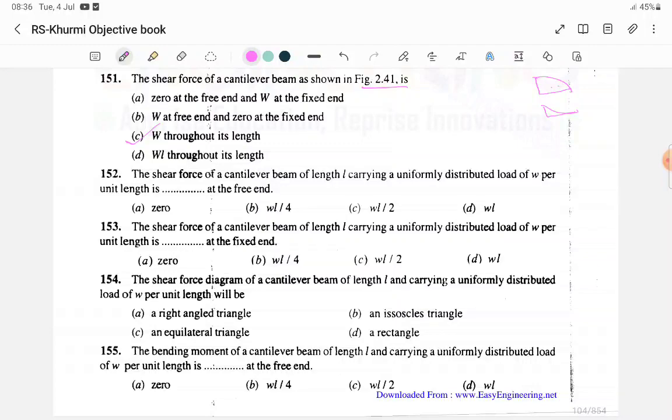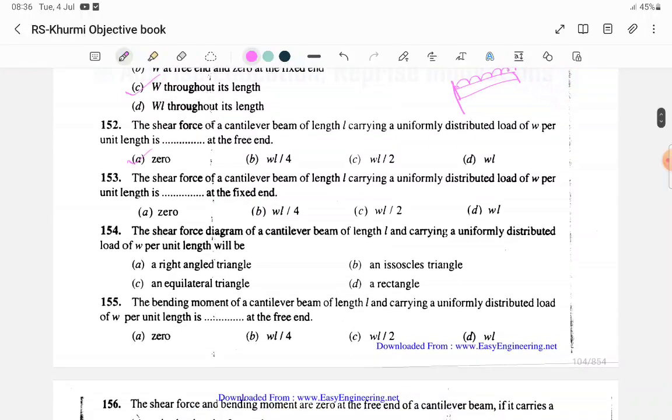It's W. Yes, it's WL. So 152 is A, it's 0. Shear force of a cantilever beam of length L carrying uniformly distributed load of W per unit length, dash at its free end. At its free end it is 0. At its fixed end what is there? W into L. Yes, W into L.